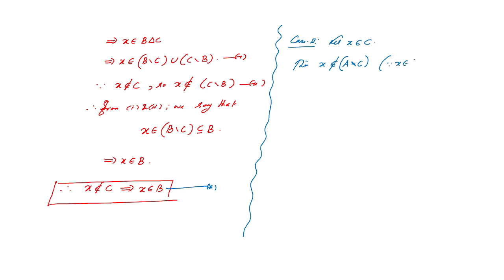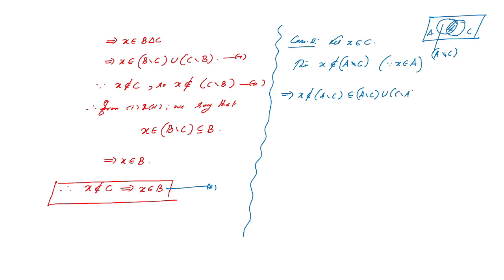Since X belongs to A and X belongs to C, if you see the Venn diagram, this is your A and this is your C, and X is here. X is in the intersection. So obviously X is not in A minus C. The Venn diagram gives us this information, and that implies X does not belong to A minus C, and A minus C is also a subset of (A minus C) union (C minus A).